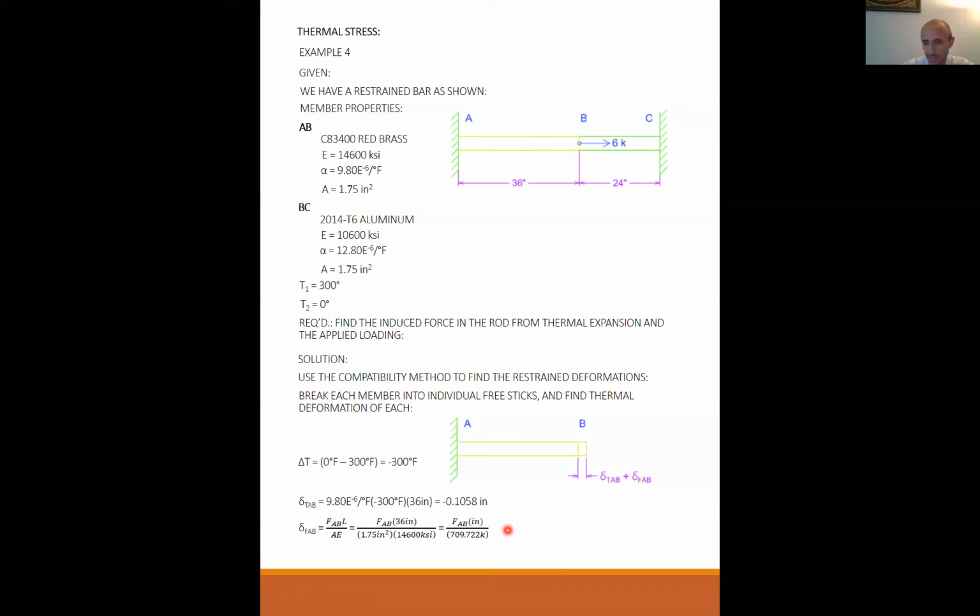On this point, do you know if it's compression or tension? I do not. But that is a good question, because what am I assuming here? I'm assuming it's in tension. That's good practice: for an internal load, if you don't know what it's going to be, assume that it's going to be in tension. So I did assume that. That's why this is positive, because I'm assuming that it's stretching this out.